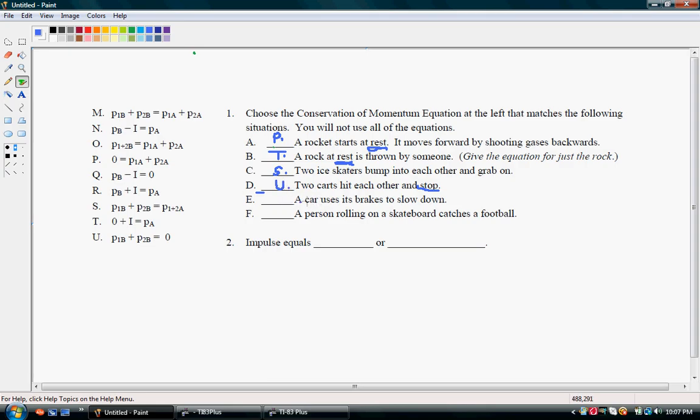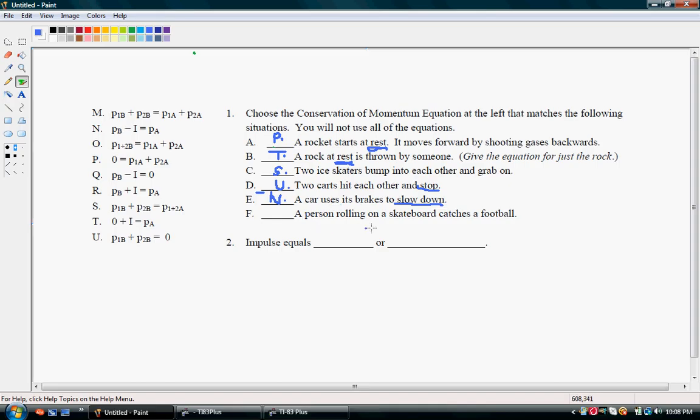Okay, E. A car uses its brakes to slow down. Okay, note that it says slow down, not stop. Alright, so we're still going to have a momentum afterwards. We have a momentum for the moving car before, we have a momentum afterwards, but it does slow down, so a negative impulse was applied. So we're looking for momentum minus impulse and then momentum afterwards, which would be N.